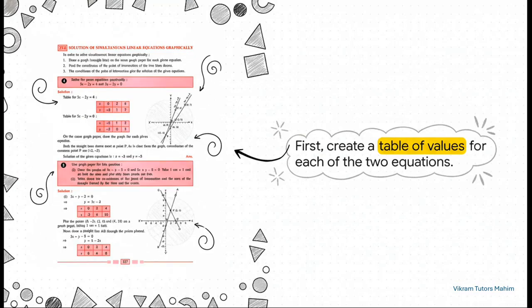Okay, so we're taking those two equations from before, and we're going to do the exact same thing we learned for each one. We make a table of values for that first equation, 3x minus 2y equals 4, and then we do it all over again for the second one, 5x minus 2y equals 0. We're just getting our coordinates lined up and ready to go.